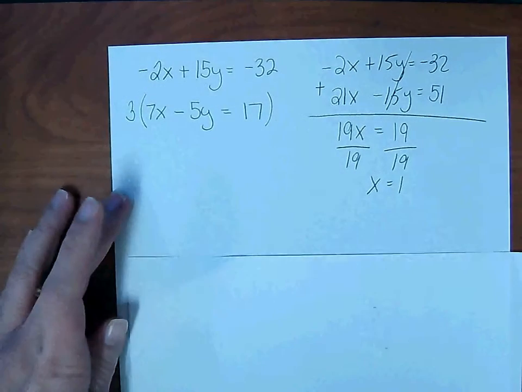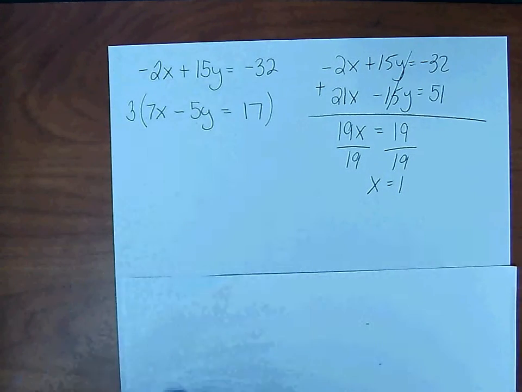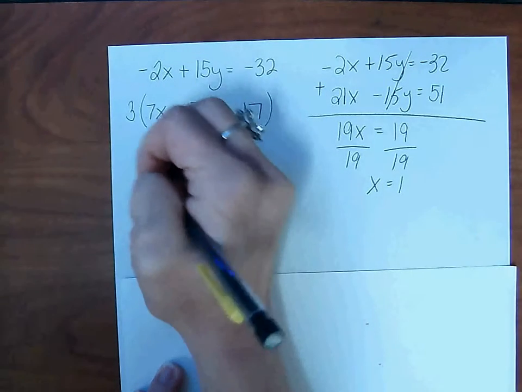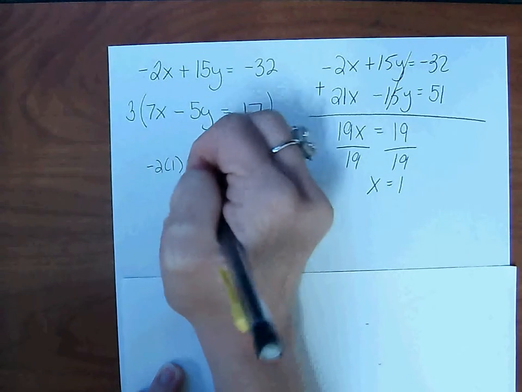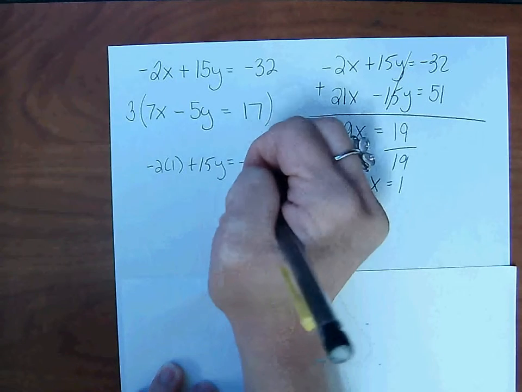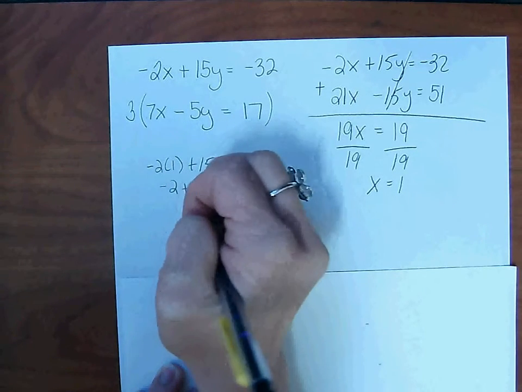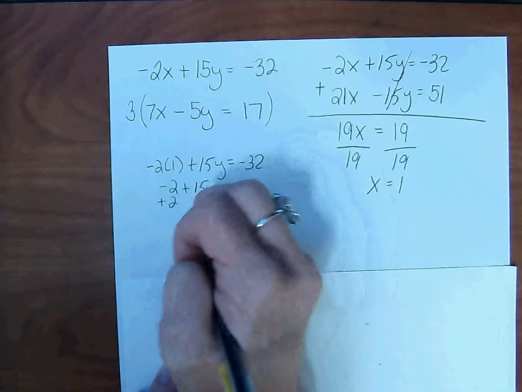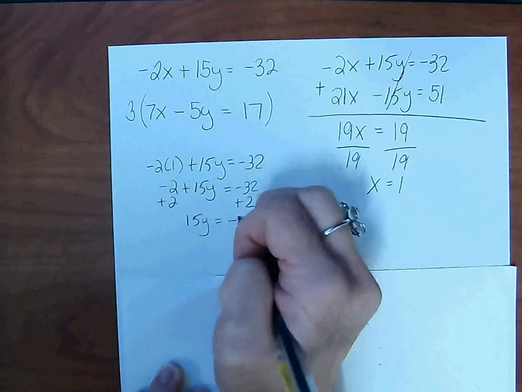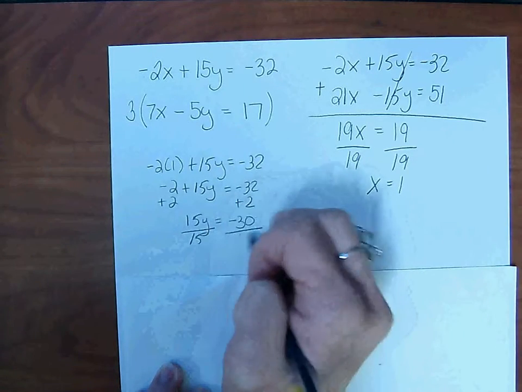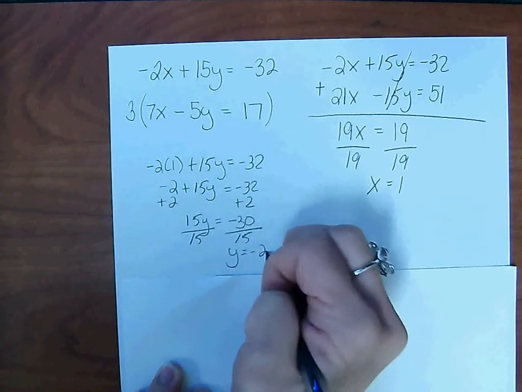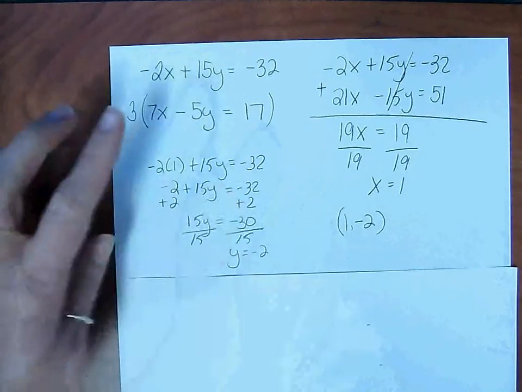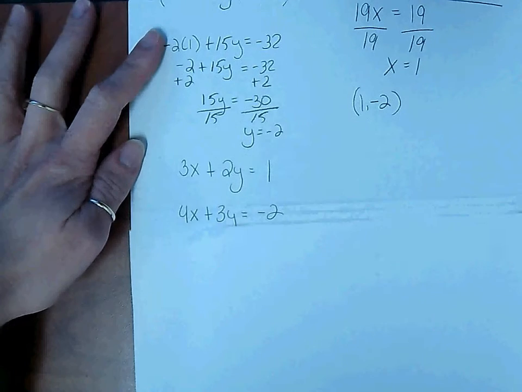Again, we've got to find the y term for the solution. So plug in x, it doesn't matter which equation you use. So negative 2 times 1 plus 15y equals negative 32. Negative 2 plus 15y equals negative 32. Add 2 to both sides. 15y equals negative 30. Divide both sides by 15, and y is negative 2. So our solution is 1, negative 2, intersecting lines at the point 1, negative 2.